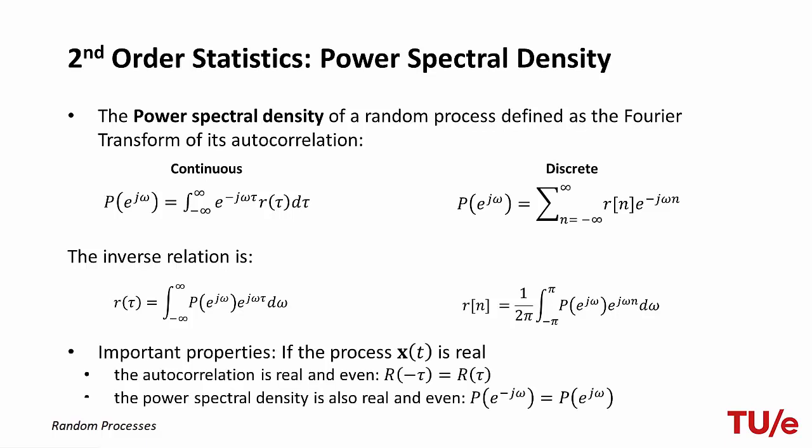The autocorrelation is real and even. Remember that for a stationary signal, the autocorrelation depends solely on the time difference parameter. A change of sign of the time difference is the same as changing the order of the random variables in the joint expected value expression, which does not change the result. So the autocorrelation is real and even. The power spectral density is also real and even.